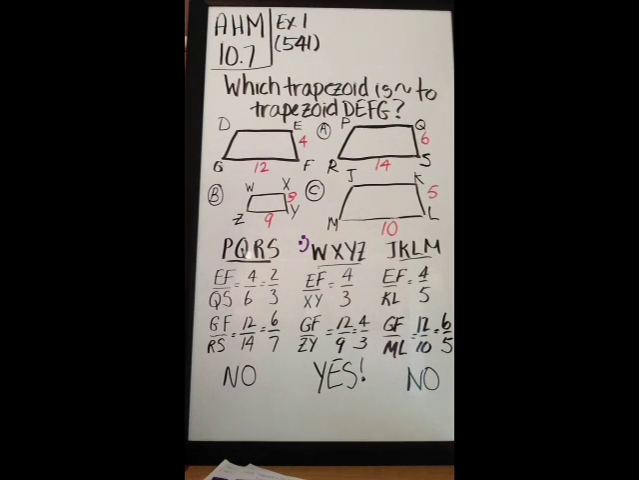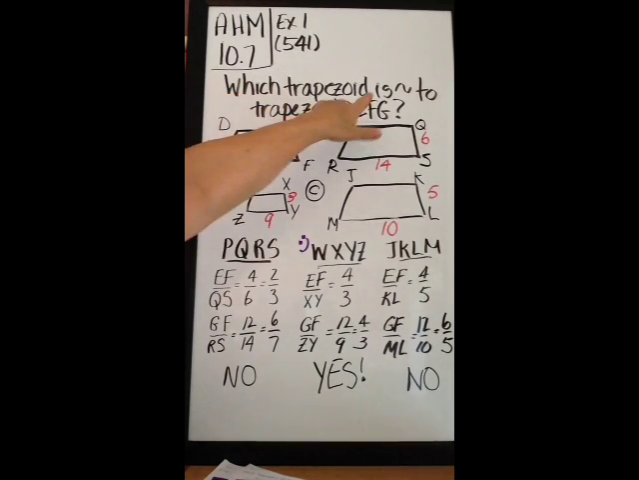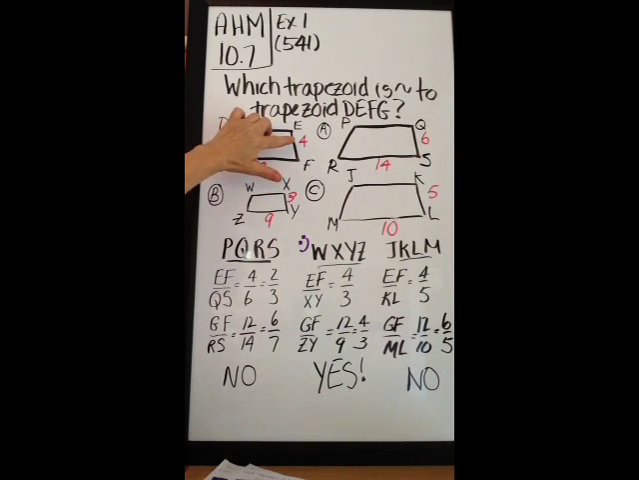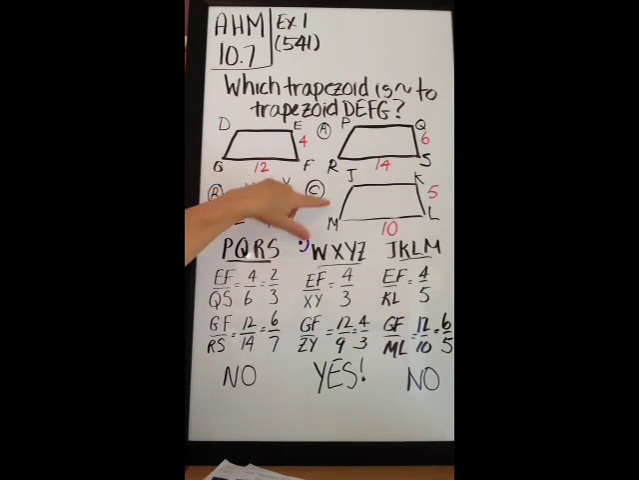If you look at example 1 on page 541, I can use the fact that corresponding sides are proportional in order to determine whether two figures are similar. In this example, I want to know which trapezoid is similar to trapezoid DEFG. That's this one, DEFG, and it has side EF equal to 4 and GF equal to 12. And my options are A, B, and C here.